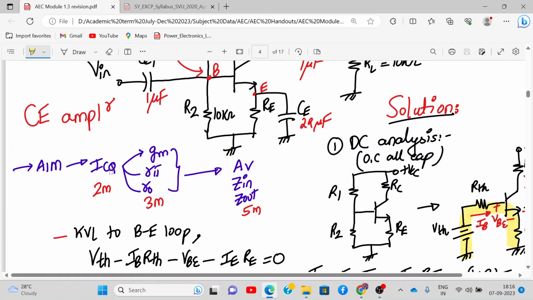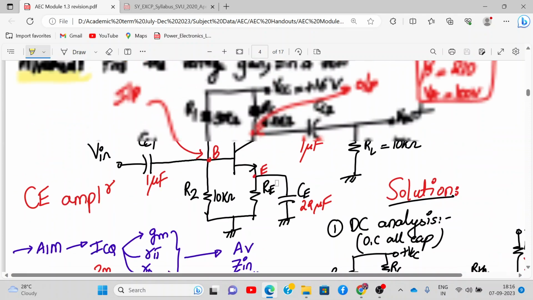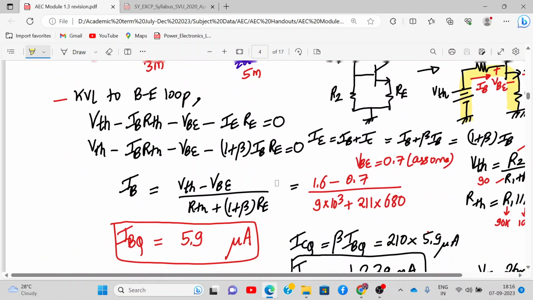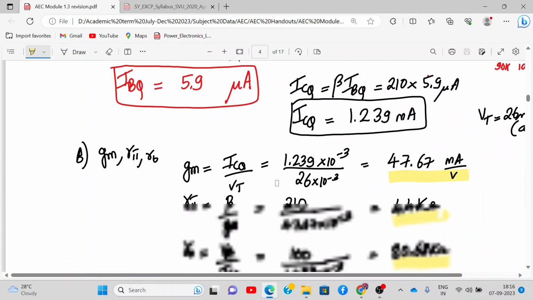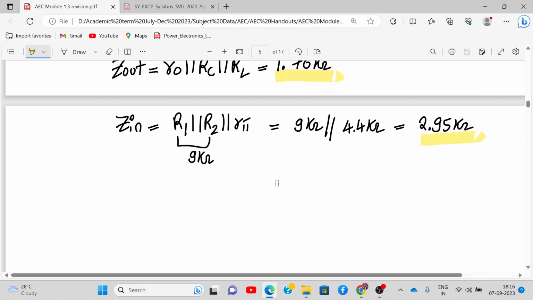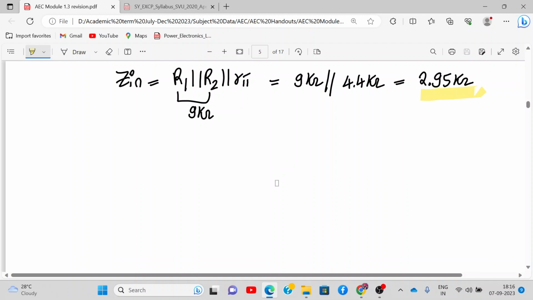So we have gone by this strategy. First we have found out RCQ, then GM R pi RO, then AV Z in Z out. Okay. Everyone ready for the next one? Anyone having any doubt? Yeah, sir. Okay, fine. So it's fine. I'll go to the next one.